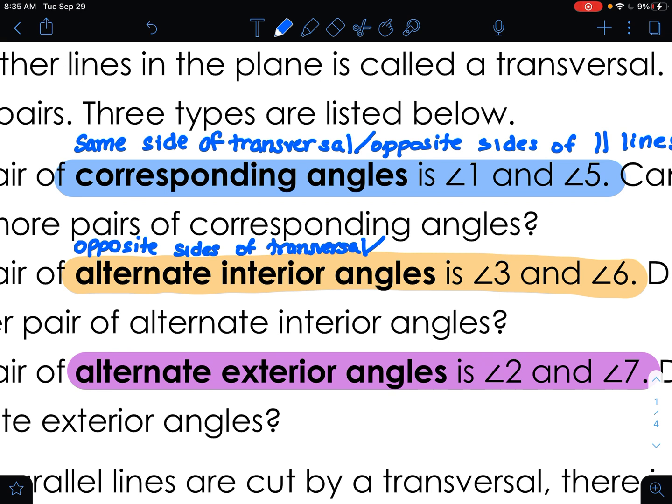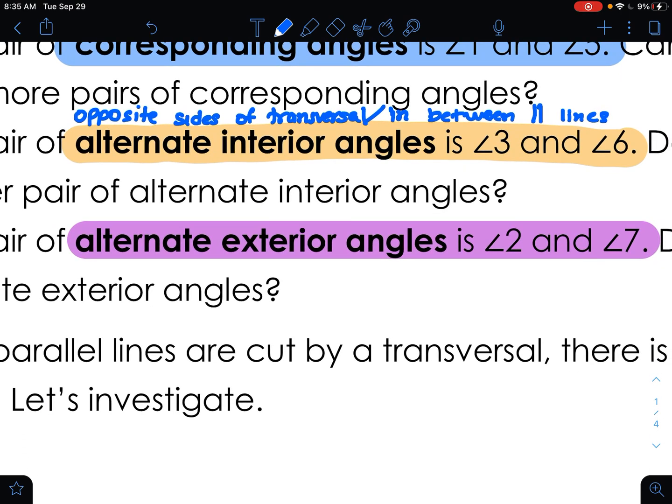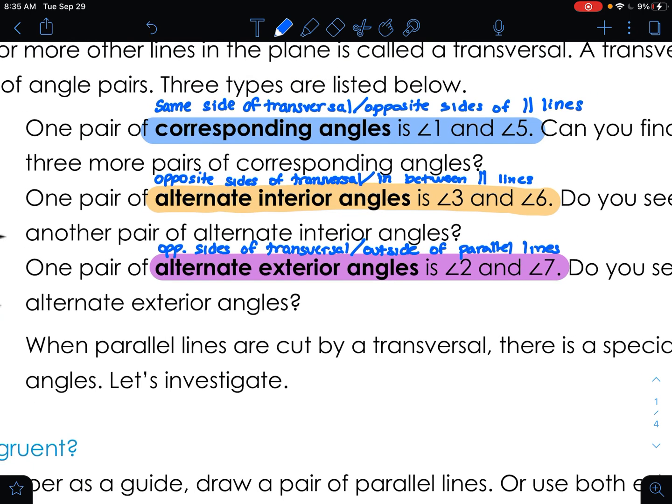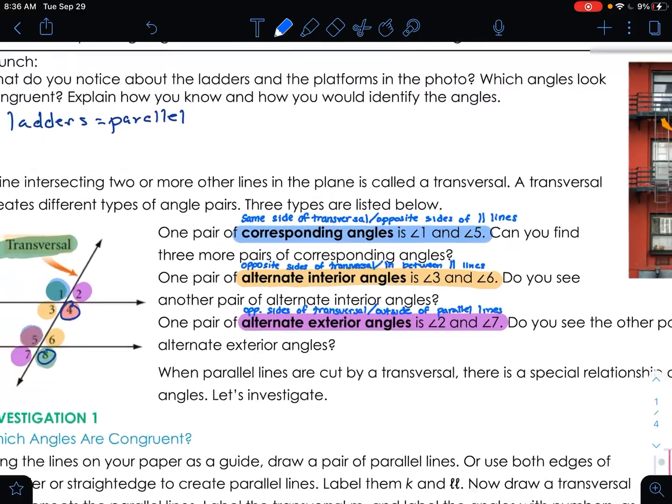Alternate interior angles are going to be on opposite sides of the transversal and interior to the parallel lines, so in between the parallel lines. Finally, alternate exterior angles are going to be on opposite sides of the transversal, and they're not in between the parallel lines, they are outside. Again, that's why they're called exterior, outside of the parallel lines.